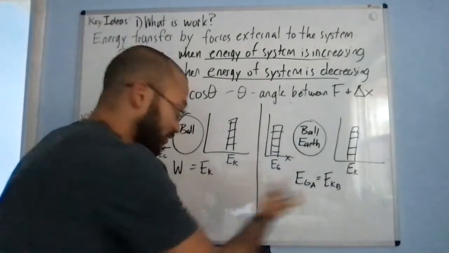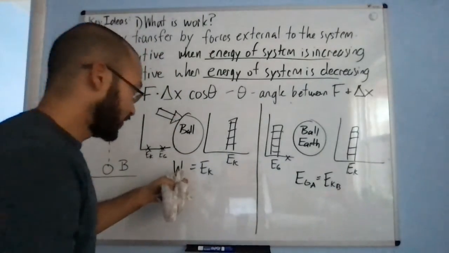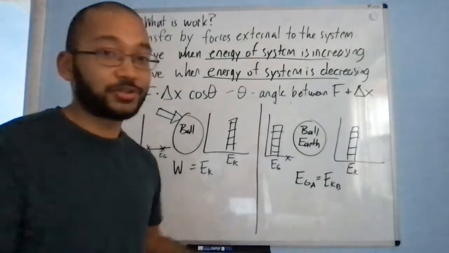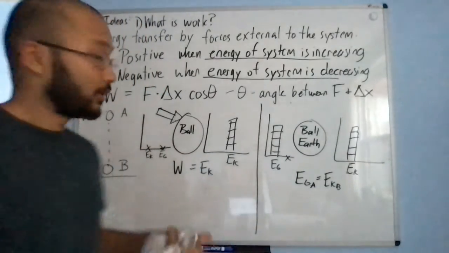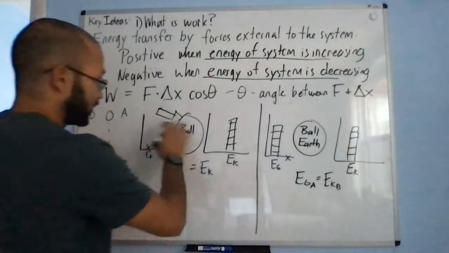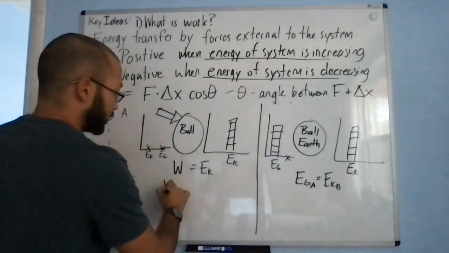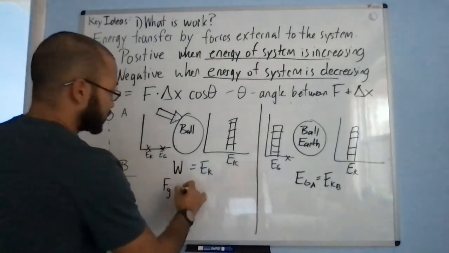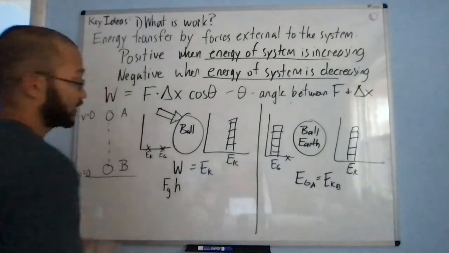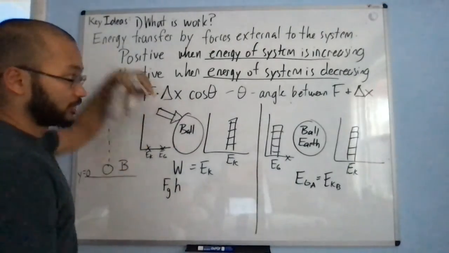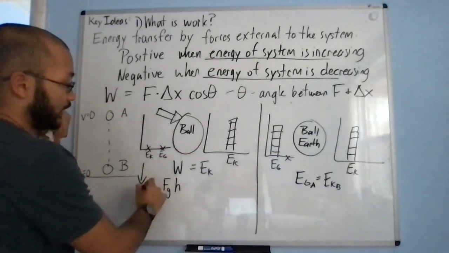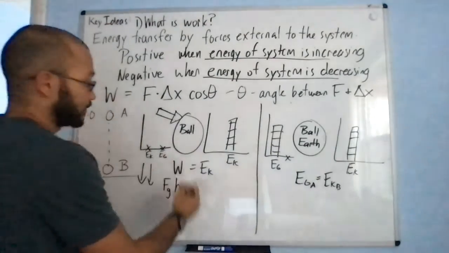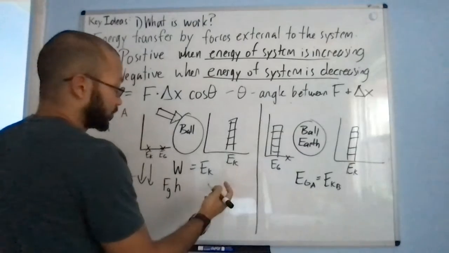You can see that these things should match. So in this case, work and gravitational energy come out mathematically the same. What is the force being exerted on the ball? It's the force of gravity. What is the displacement? It's that change in height, let's call it h. And what is the angle between the force of gravity and the displacement? It's 0. So cosine of 0 is just 1.